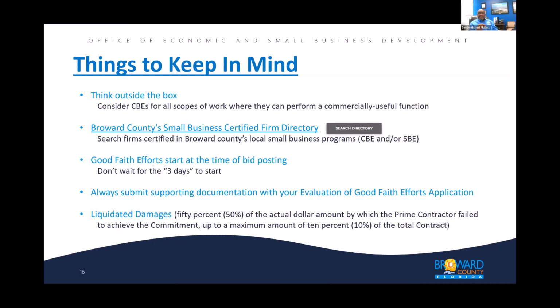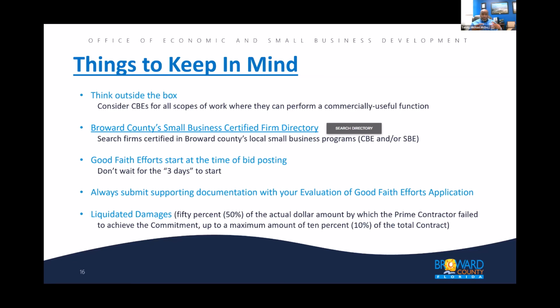And in the case that prime can't satisfy that bid, that prime has to demonstrate, not just sign his or her name. They have to demonstrate they attempted to do the good faith effort. Always submitting supporting documentation. That's what I just said, not just sign that good faith effort form, submitting the supporting documentation. And folks, you need to understand, back in 2018, the county decided to put teeth in our ordinance.